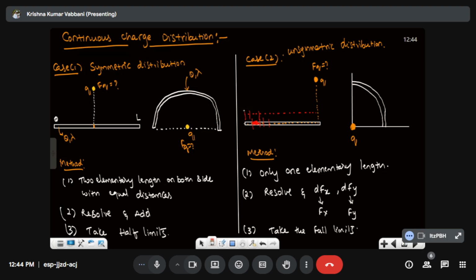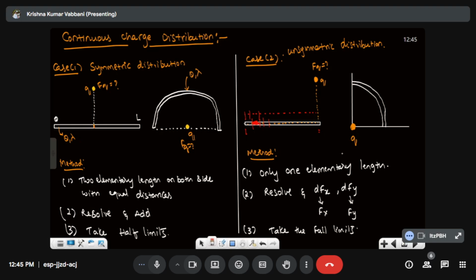That's why here my elementary length is changing from here to here, and that's why I am taking the full length. But in this case, my charge is symmetrically distributed about this point, so I am taking only half limits from this point to this point. If I find this half, I can find the whole. Both sides have the same elementary charges. If I take any elementary charge, it will give you the answer for this side and this side. But in the other case, it is not possible. I'm taking only an elementary charge, and it will move over the whole length like this.